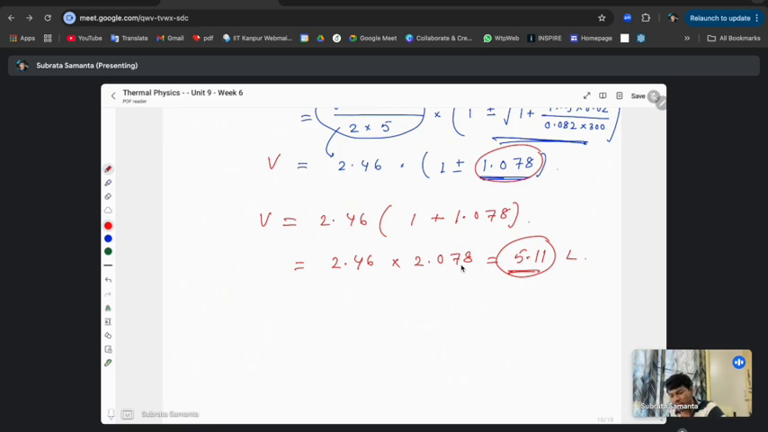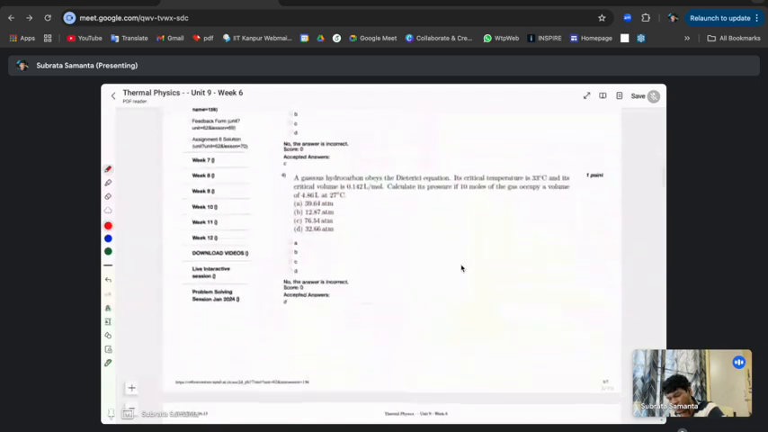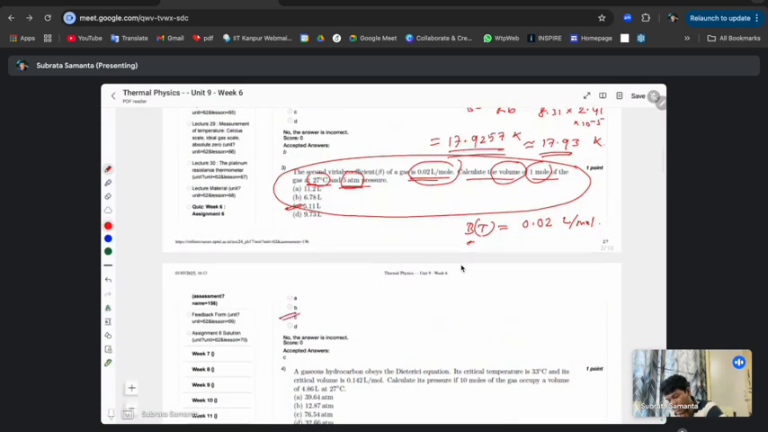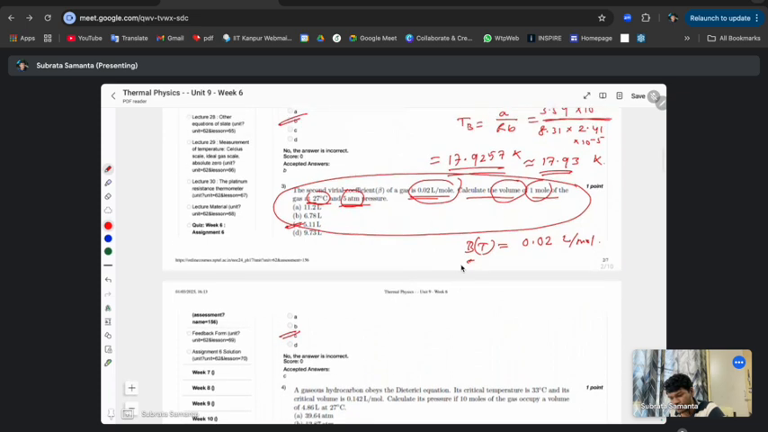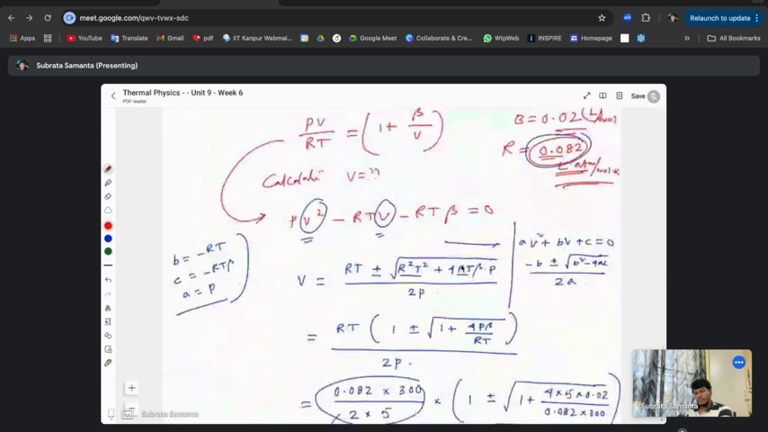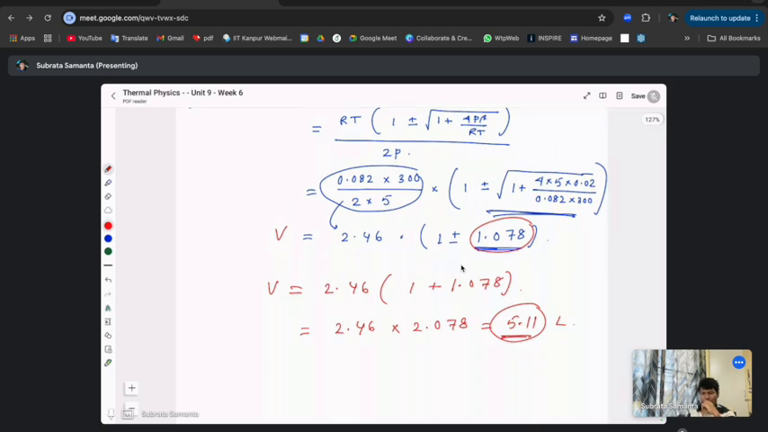So let's check whether the answer is in the options or not. So 5.11, yes, option C is given. So option C is correct. So far, any questions? You should always check.